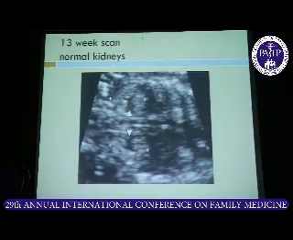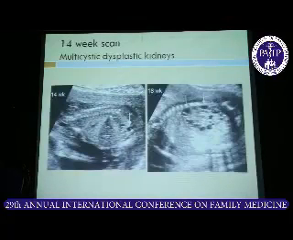Fetal urinary tract: usually between 12 to 13 weeks, we see the kidneys. These are the two kidneys, and disease of the kidneys can be picked up. This is a multicystic dysplastic kidney. The kidney is increased in size, it is echogenic, and there are multiple cysts in it.